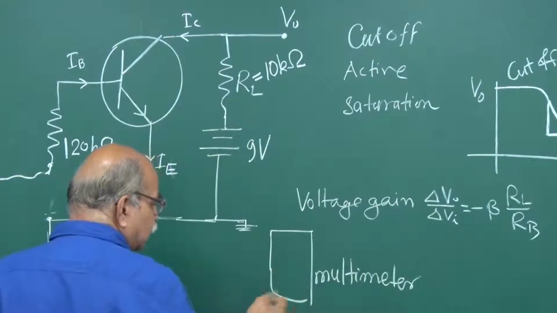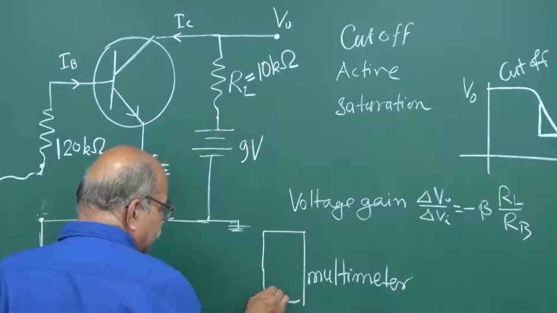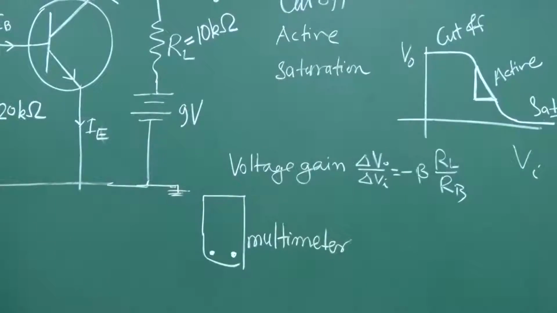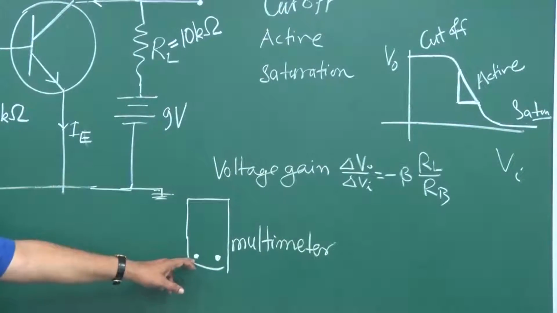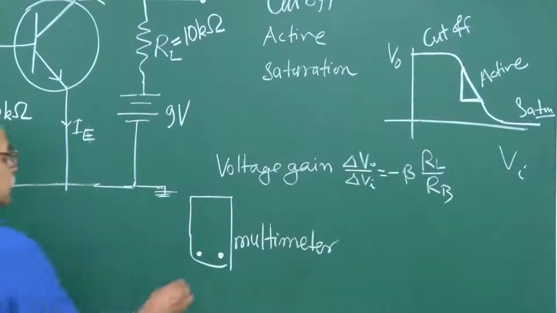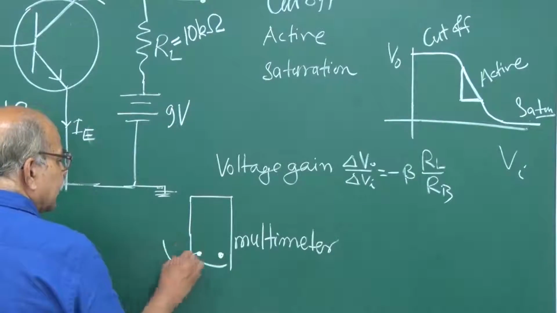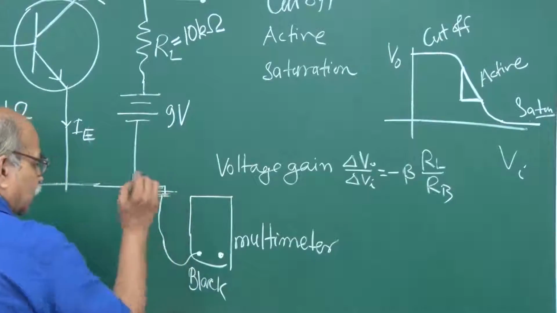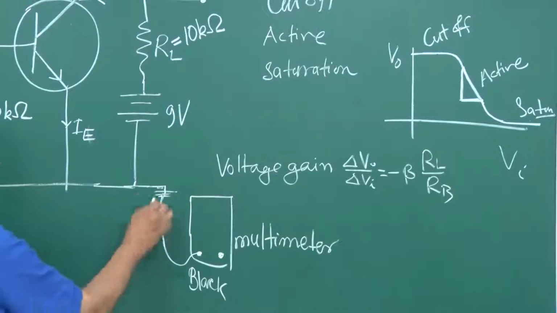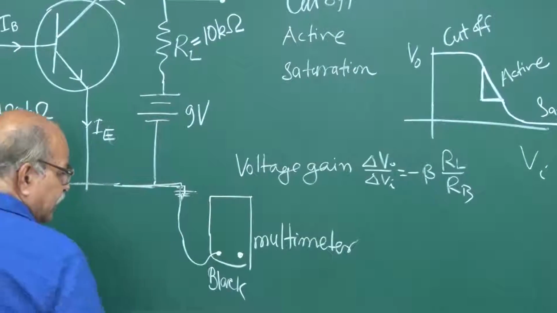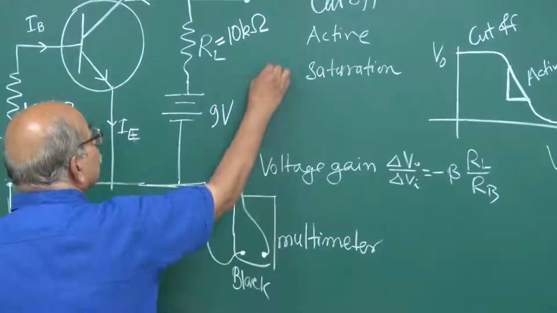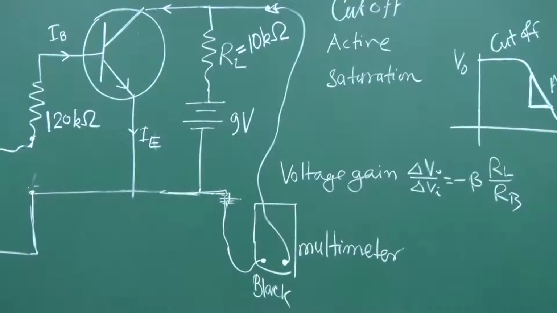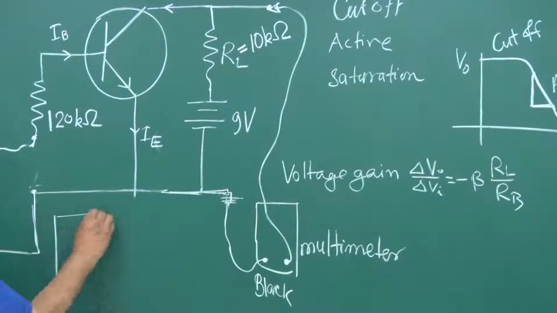A multimeter also has two terminals, one black and one red. The black one is supposed to be connected to that zero potential. So we will take a lead from here, and that black terminal will be connected to this 0 point, this line here. The other terminal will be connected here, so that it can measure this VO. Similarly, we have to measure VI, so we will take another multimeter.